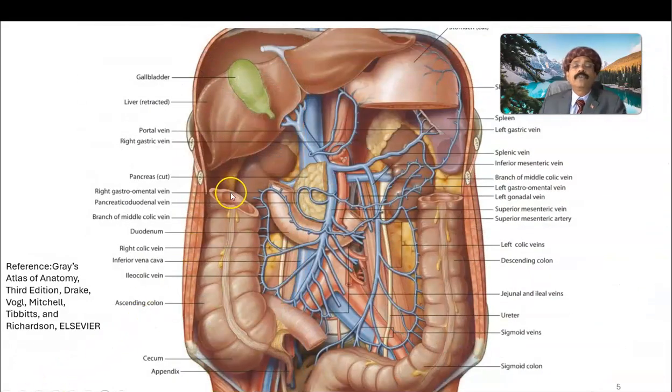In this image we are seeing the jejunal and ileal veins. They ultimately open into the superior mesenteric vein that unites with the splenic vein to form the portal vein that goes to the liver for detoxification. This is the superior mesenteric artery, and it supplies jejunal and ileal branches to supply the jejunum and ileum. The jejunum and ileum have been taken out from this place.